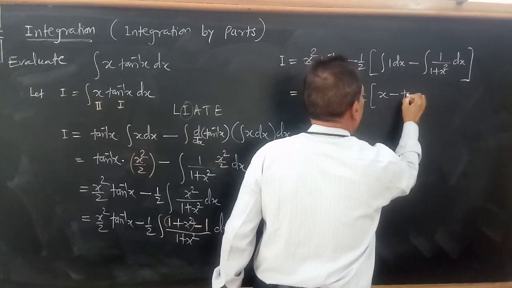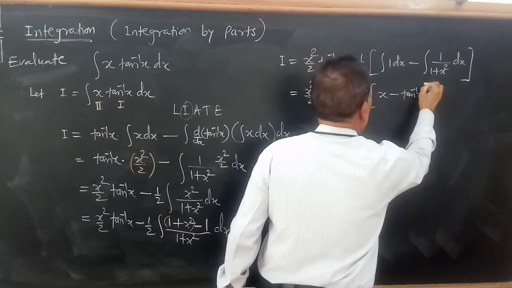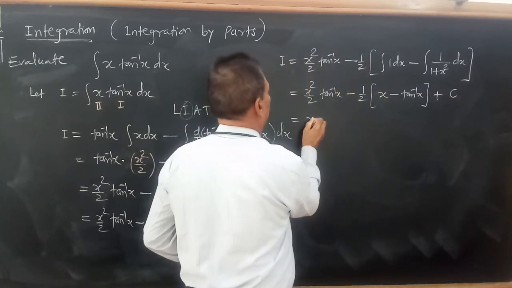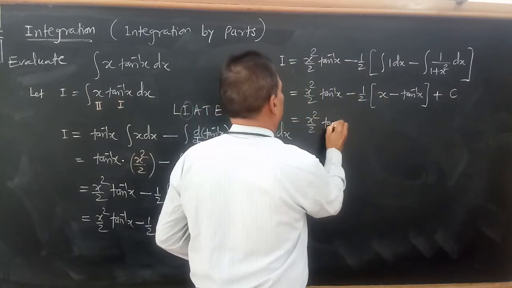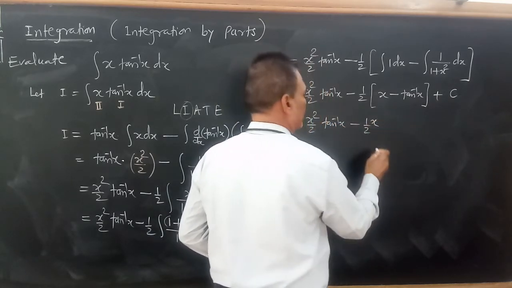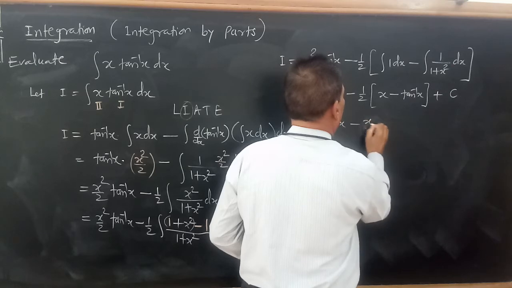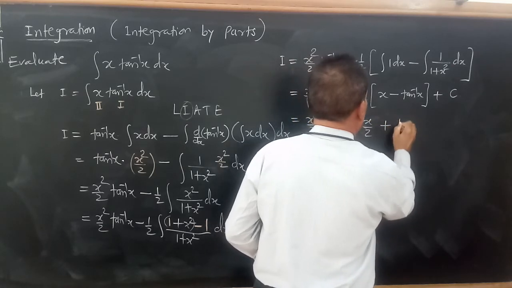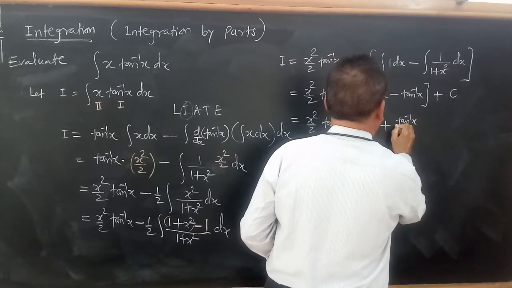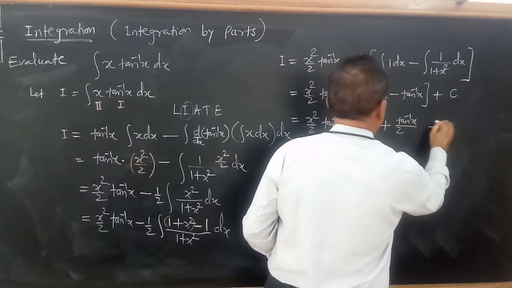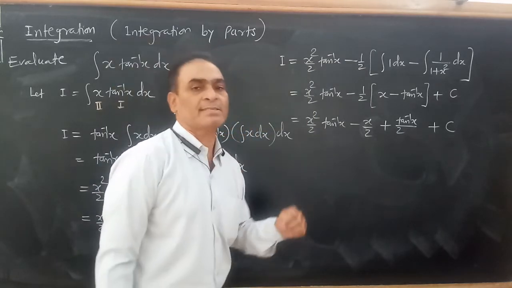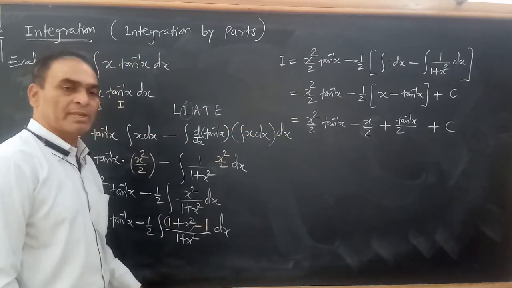Tan inverse of x plus some constant of integration c, which is nothing but x square by 2 tan inverse of x minus 1/2 x, or you can write x by 2, and minus 1 is plus 1 upon 2, or write down tan inverse of x divided by 2 plus some constant of integration c. This is the final answer for this question. Got it, students?